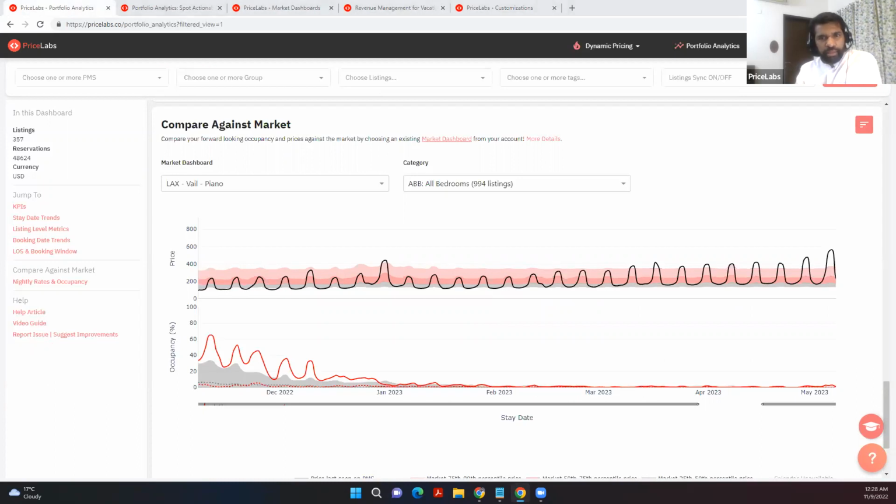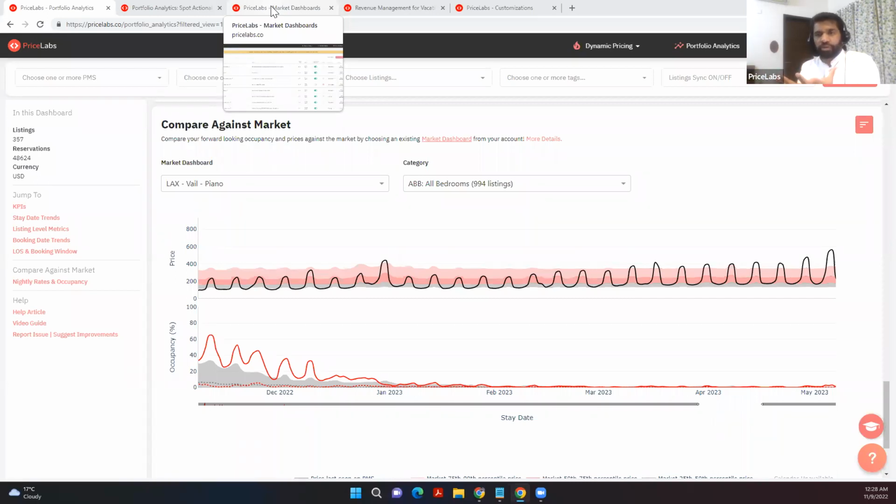Cool. And then is there a monthly cost to subscribe to market dashboards? Yes, market dashboards are $9.99 per 1,000 listings if you want to track. And if you want to track 5,000 listings, that's $19.99. Again, to clarify, you don't need market dashboards if you're using PriceLabs for dynamic pricing or Portfolio Analytics. You only need market dashboards if you do want to use this compare against market section, or if on the dynamic pricing side, you want to customize your comp set to look at a specific benchmark.